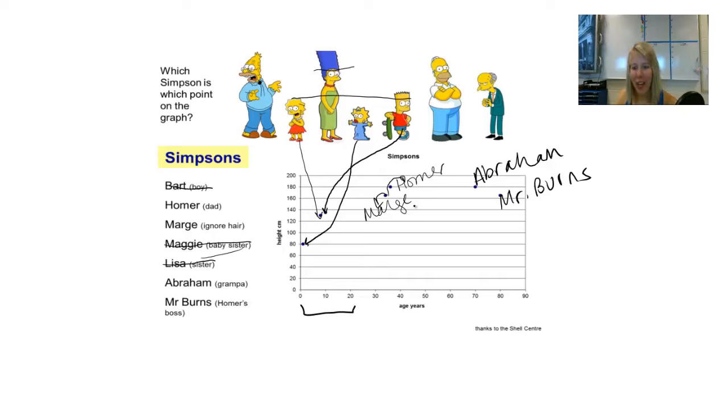All right, I knew that Marge and Homer were the next oldest, and I looked at the two dots and I said, well, Homer's a little bit taller, so he has to be this older dot. Marge is the lower dot. And then Abraham and Mr. Burns are the two oldest, and Mr. Burns is definitely shorter than Abraham, so I said this is Abraham up here, and this is Mr. Burns. So this is just an example of data interpretation, something that you should be able to do.